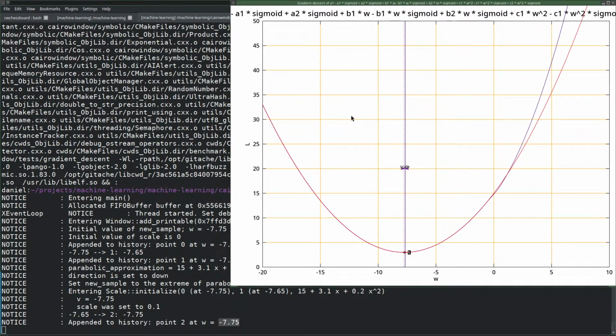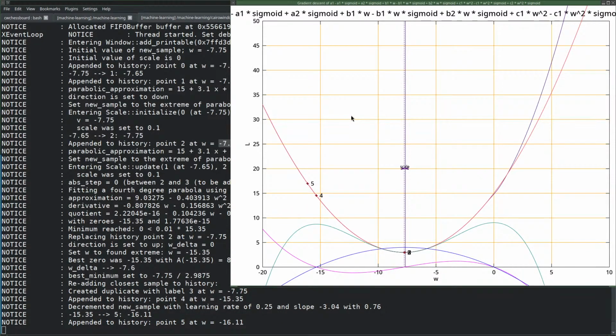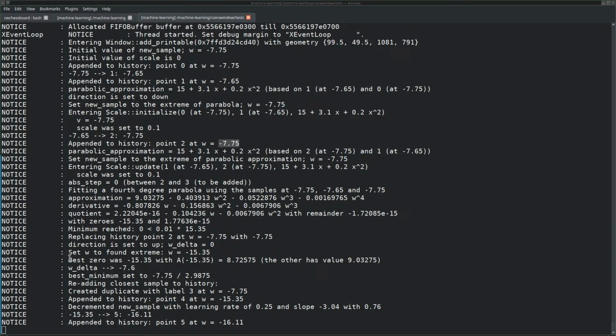So what happens if I press space? Oh. It just worked. Confused. Let's see here. Fitting a parabola using samples at, yeah, twice the same sample basically. And we don't even get weird numbers out of it. No, that's strange. It is very strange.